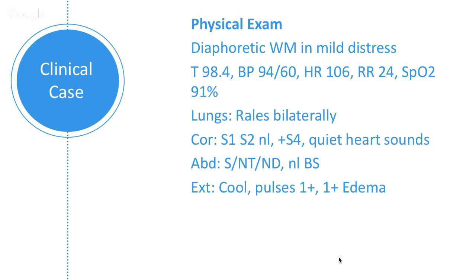Extremities, arms, legs are cool. The pulses are 1+. If you were in medical training, 2+ is regular, 1+ is a little bit low. It means their pulse is not that strong. And they have 1+ edema. Edema means swelling of the extremities, in this case, swelling of the legs. So they've got a little bit of swelling down in there. All right? So the question is, what's going on with this patient?